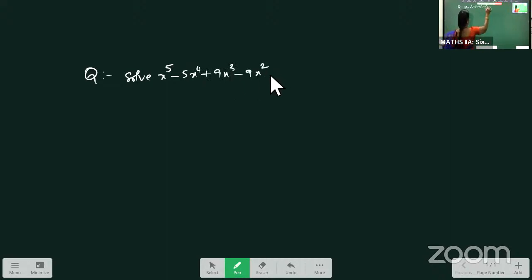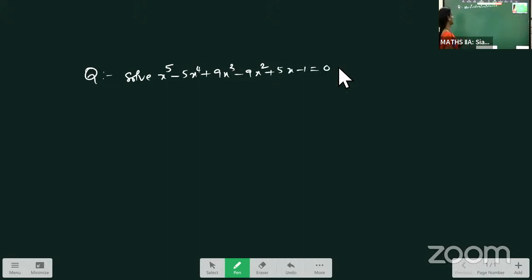So today's question is: solve the equation x power 5 minus 5x power 4 plus 9x cube minus 9x square plus 5x minus 1 is equal to 0.